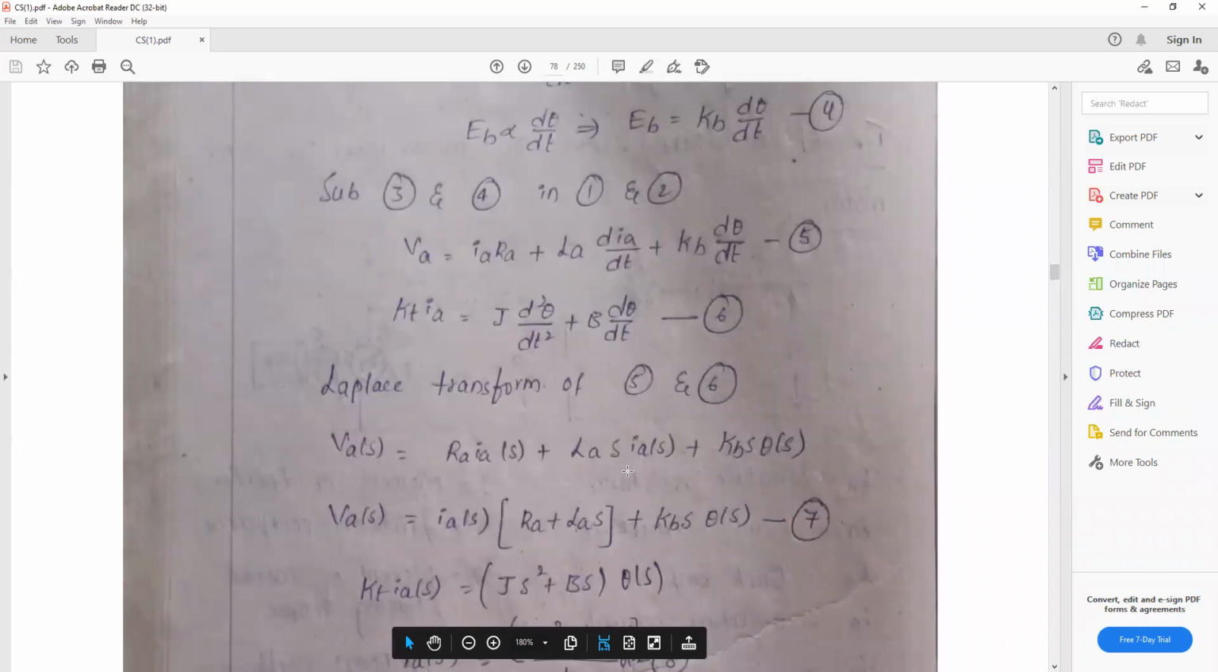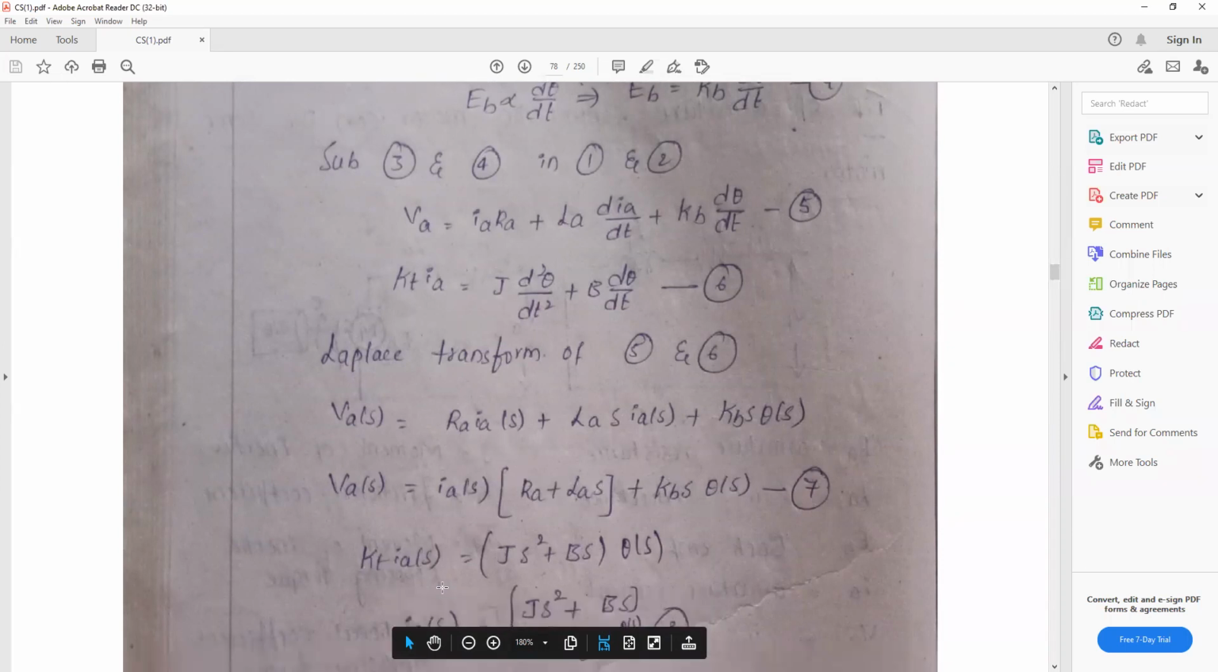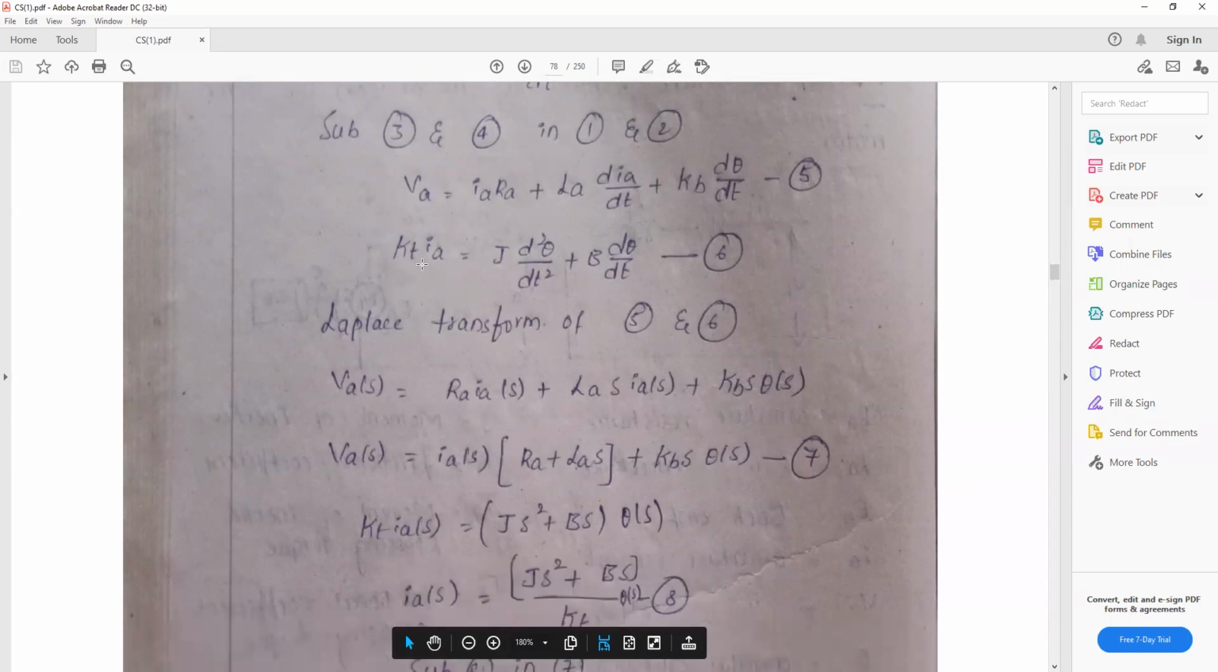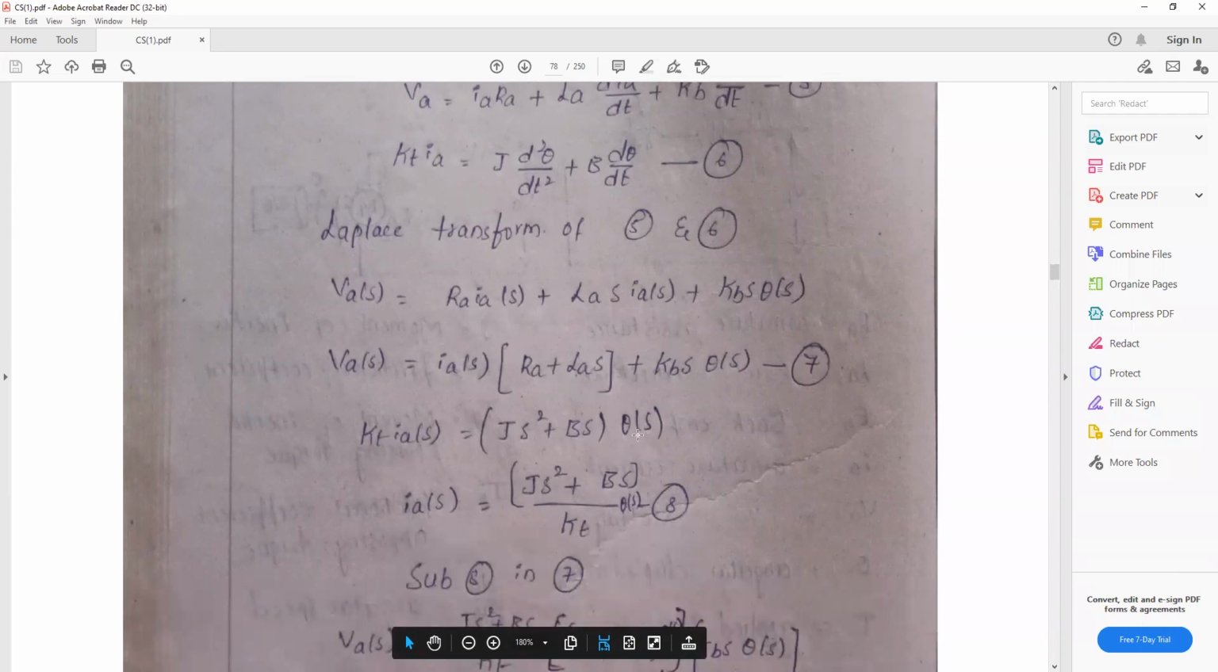IA of s has two terms, so IA of s is common: Ra plus LA s, plus KB s into theta of s. Then KT into IA of s, and the sixth equation Laplace transform is Js square plus Bs into theta of s. So IA of s is Js square plus Bs into theta of s by KT. Substitute this IA of s in the eighth equation, substitute 7 in the IA of s term.